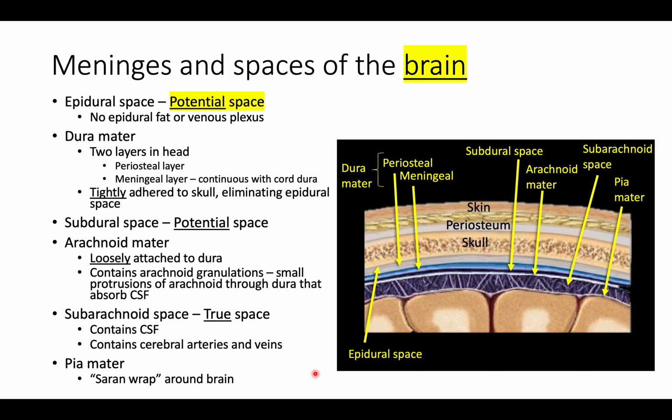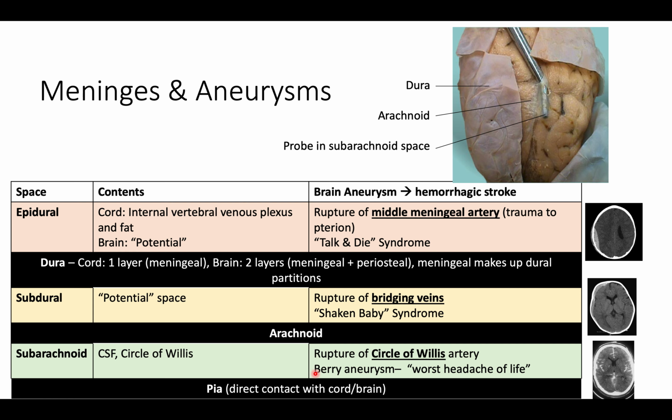So let's say somebody's playing football and they hit their head. The brain is not directly against the skull. It's got a little wiggle room, so it's able to move. If force does come upon the head or the brain, it's able to move a little bit. Okay, so let's talk about aneurysms or hemorrhagic strokes that are involving these spaces.